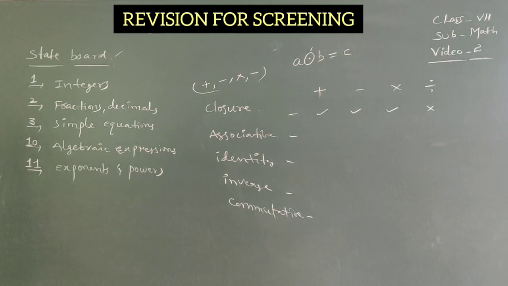2 by 4 equal to 1 by 2. 2 is an integer, 4 is an integer. The quotient 1 by 2 is not an integer.